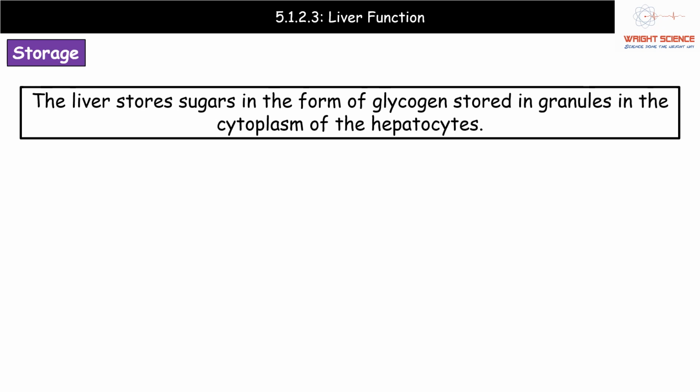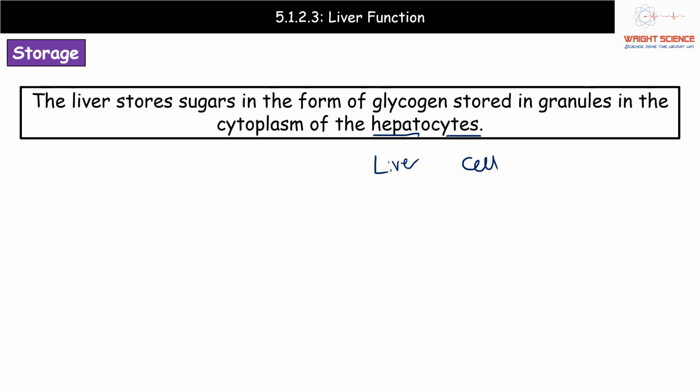Let's start with the storage role. Now, even back at GCSE, we were talking about the role of the liver as a storage organ for that blood glucose control. So what we find is the liver is actually going to store sugars in the form of glycogen, and this glycogen will be stored in granules. And those granules will be located within our hepatocytes. And remember from our previous video, hepato means liver, and the word cyte means cell, so the liver cells. And it's the cytoplasm of those hepatocytes that we will find these granules containing that glycogen.